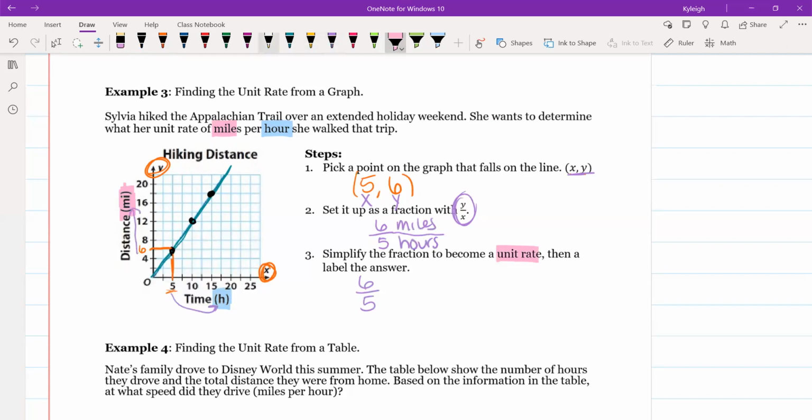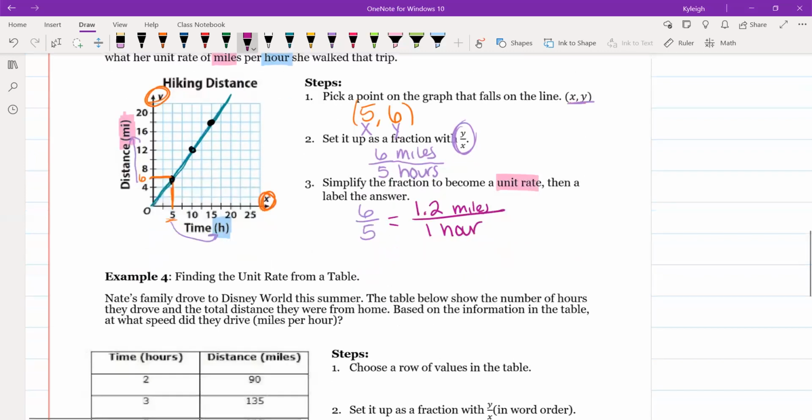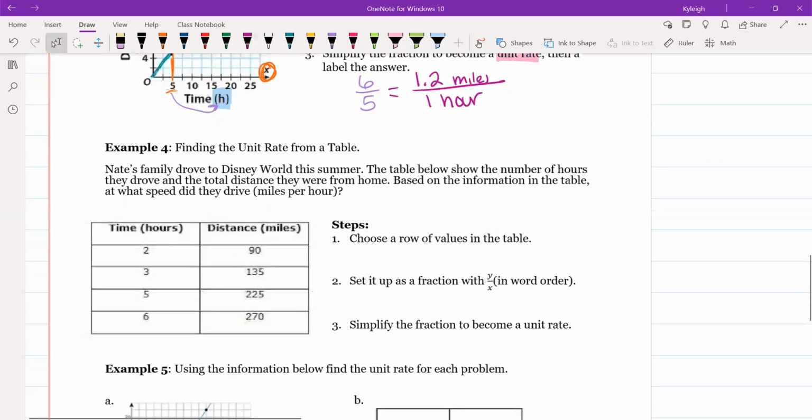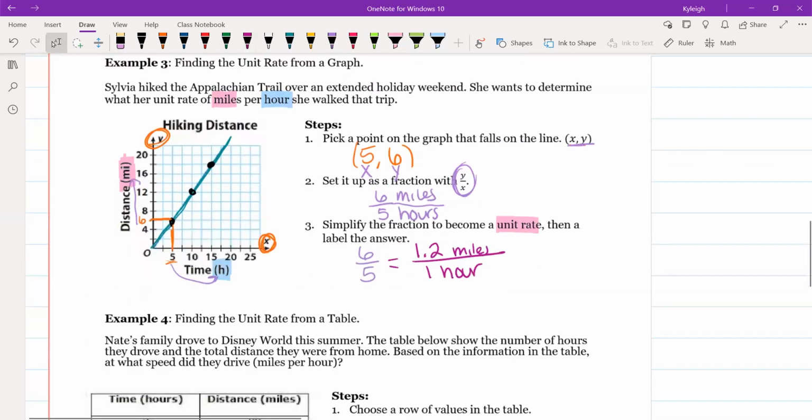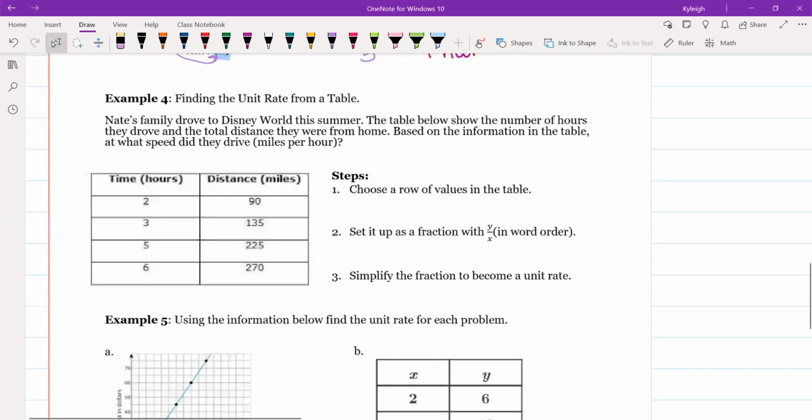So we want to simplify that for it to become a unit rate, and then label our answer. So 6 over 5, 6 divided by 5, if you leave it as a decimal, becomes 1.2 miles in 1 hour. Okay. So take a moment to write all that down, but we're going to keep on going to the table.